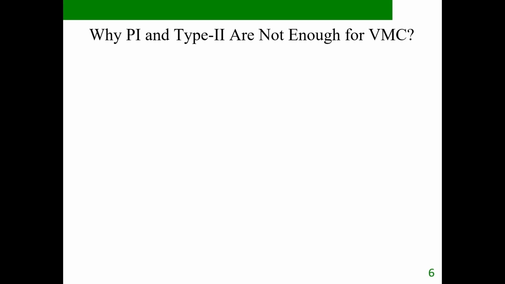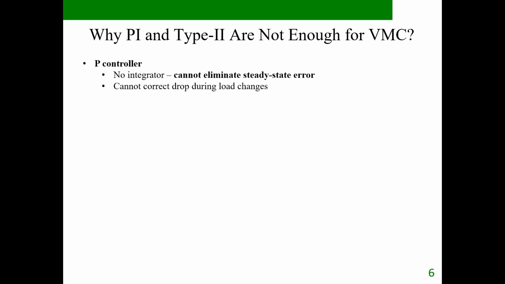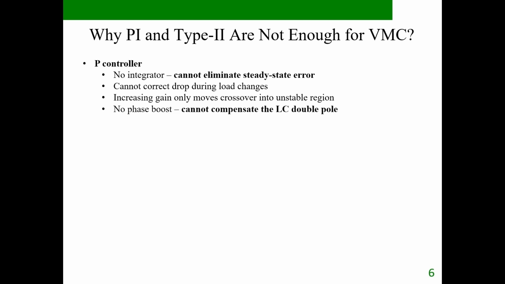Before we move to the Type 3 compensator, let's briefly look at why other controllers do not work for voltage mode control. A P controller has no integrator. That means it cannot remove steady state error. The output voltage will always drop under load unless the gain is extremely high. But high gain pushes the crossover near the LC double pole, where the phase is already near minus 180 degrees, causing instability. Also, a P controller adds no phase boost, so it cannot stabilize the system at practical bandwidths.